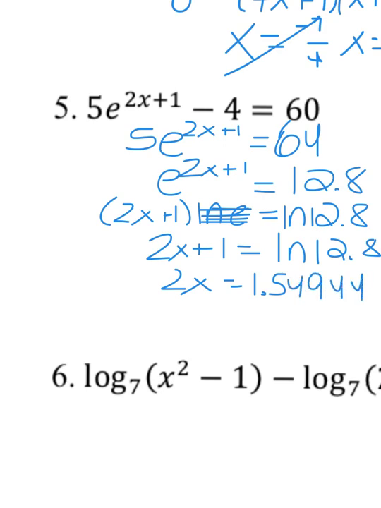You get 1.54944, and then you divide by 2. And now you're going to get x equals now. So now you can round to the nearest 1,000. So you get 0.775.